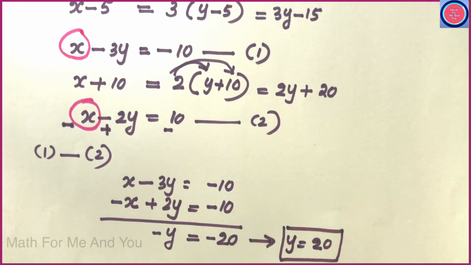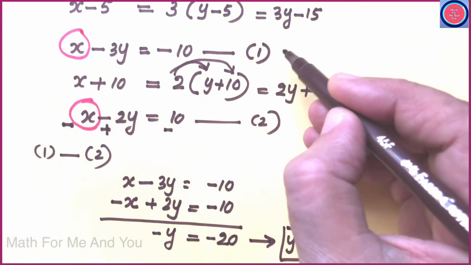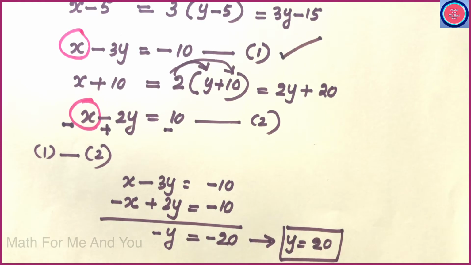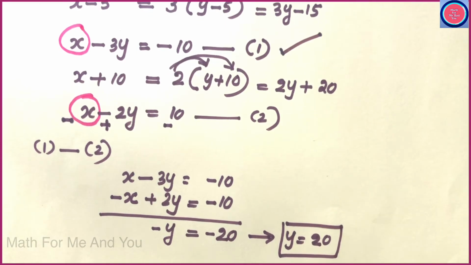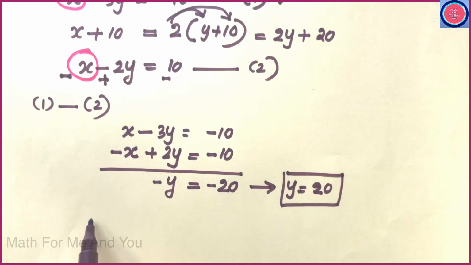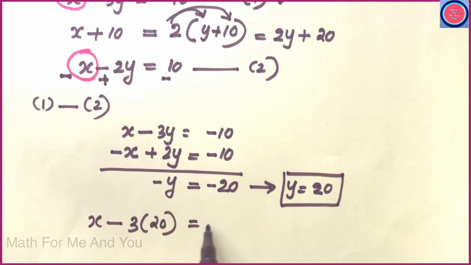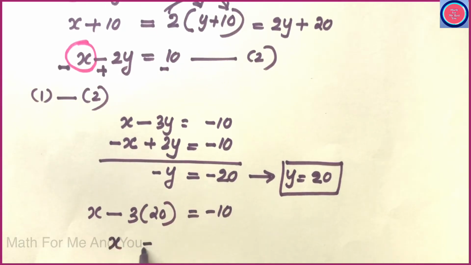Now we need to find the value of x. For that you can substitute in any equation. I am substituting in equation number 1. Substitute the value of y in equation number 1. Equation 1 is x minus 3y equals minus 10. x minus 3 times 20 equals minus 10. 3 times 20 is 60, so minus 60.